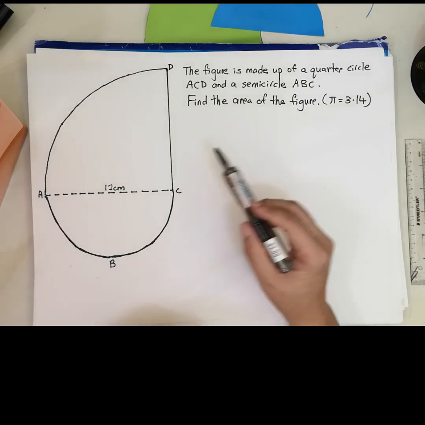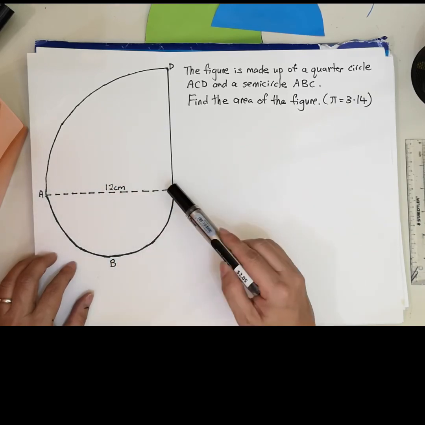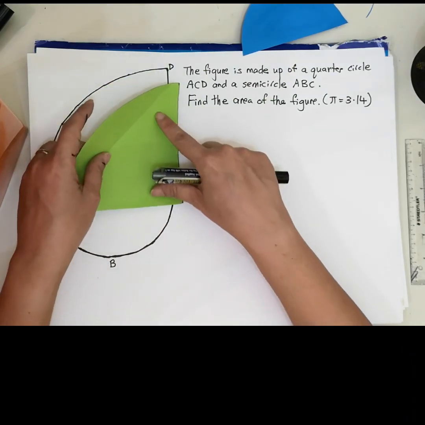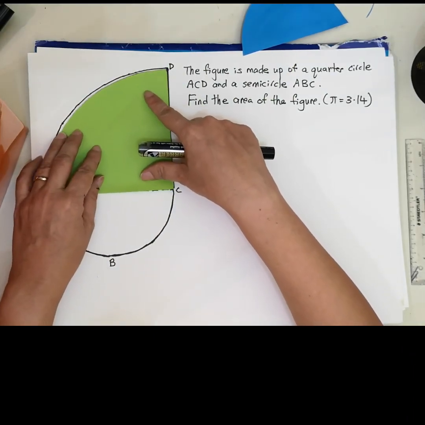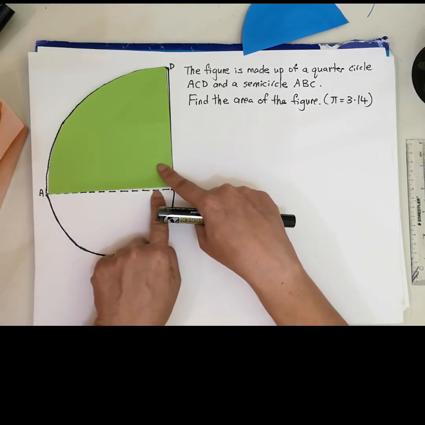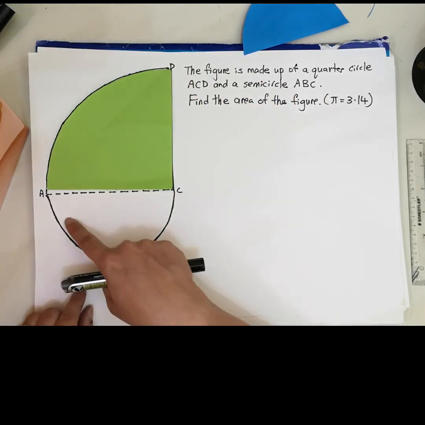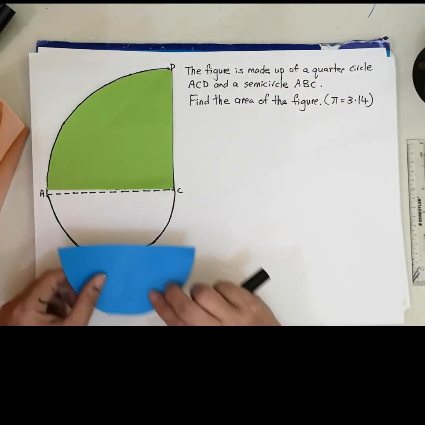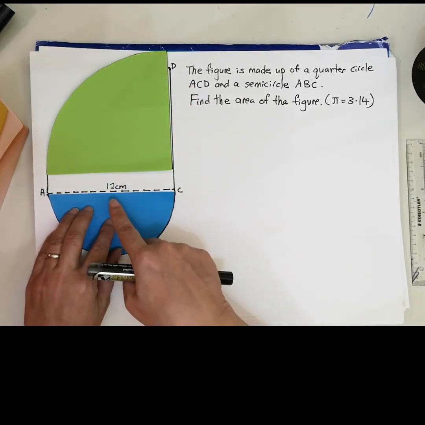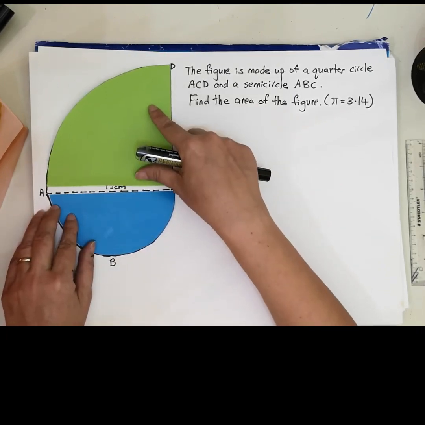Okay, let us look at the first example. In the first example, we have a figure that is made up of a quarter circle ACD. So this is a quarter circle, right? It's a green quarter circle with a radius of 12 centimeter. And it is also made up of a semicircle ABC. Let us put a semicircle here. As you can see, the diameter of this blue semicircle is 12 centimeter.